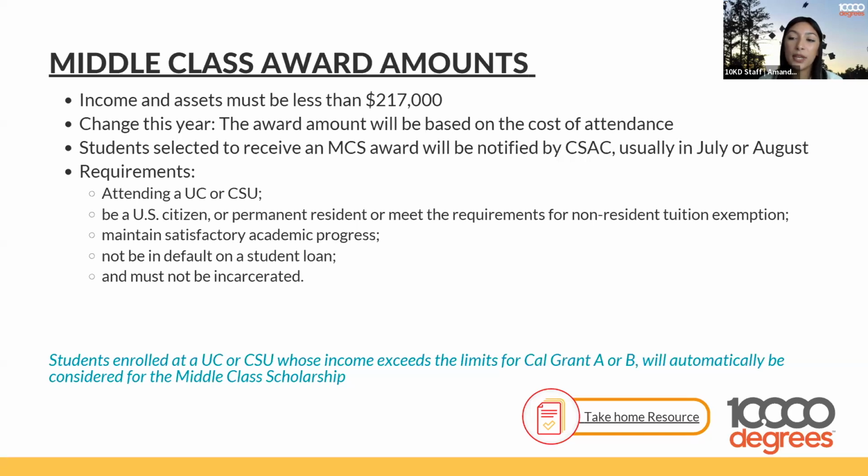include that a student must be attending a UC or a CSU. They must be a US citizen or permanent resident or meet the requirements for non-resident tuition exemption. They must maintain satisfactory academic progress, not be in default on a student loan, and must not be incarcerated. A note for this is that students that are enrolled at a UC or CSU whose income exceeds the limits for Cal Grant A or B will automatically be considered for the Middle Class Scholarship. And there will be some more information on the take-home resource about this.